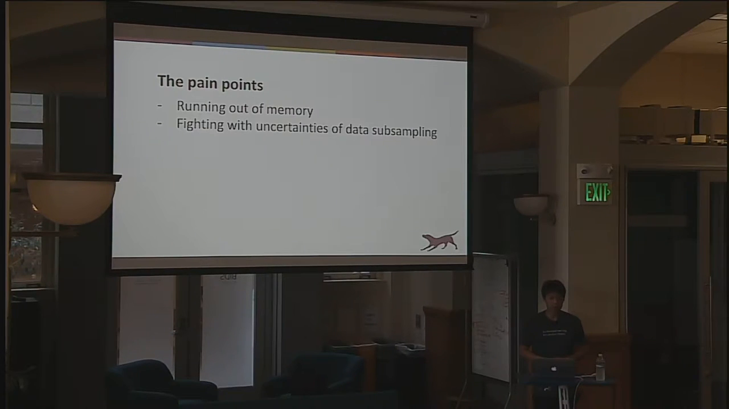So some people deal with this problem by subsampling the data. But this introduces unnecessary uncertainties to your model. It also introduces the overhead of data management. How do I manage this version of the sample, that version of the sample? What do I call the version where I do the average at the end?